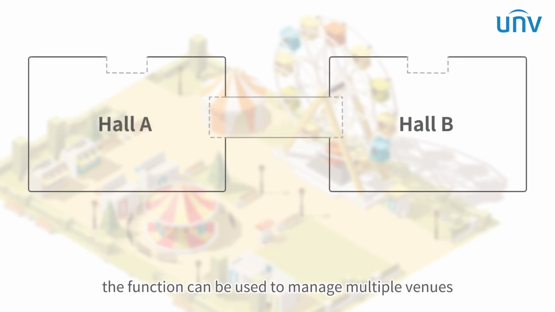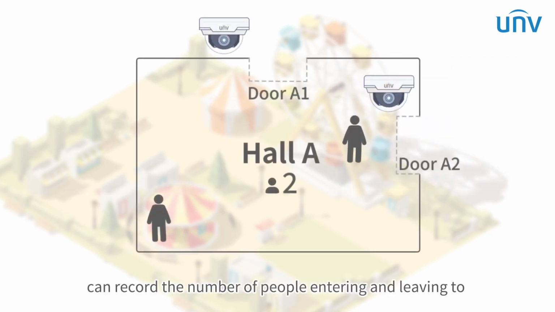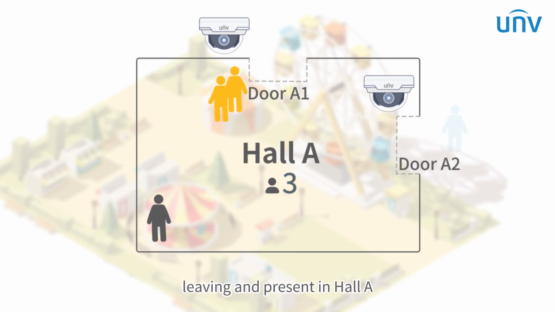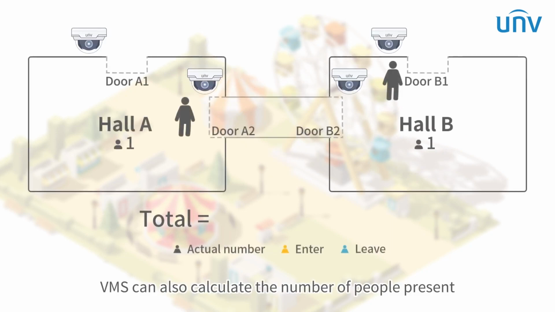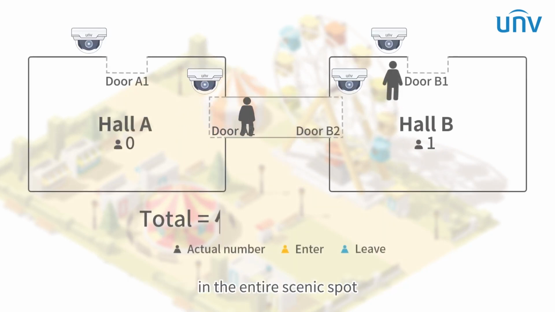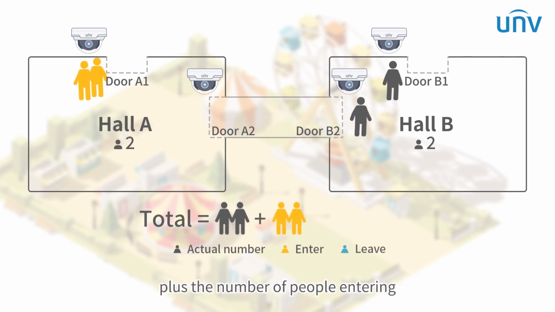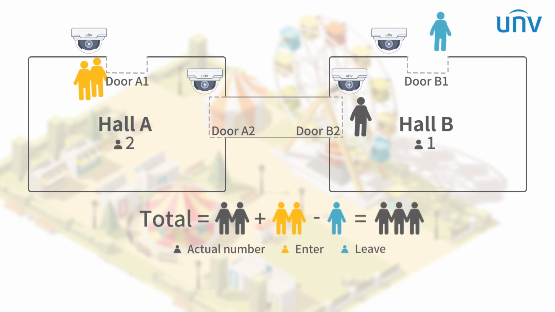For example, the function can be used to manage multiple venues separately in a scenic spot. IP cameras in Hall A can record the number of people entering and leaving to calculate the total number of people entering, leaving, and present in Hall A. VMS can also calculate the number of people present in the entire scenic spot, based on the current number of people, plus the number of people entering, minus the number of people leaving, in both Hall A and Hall B.